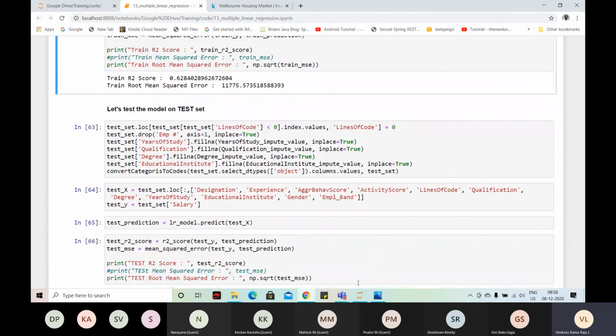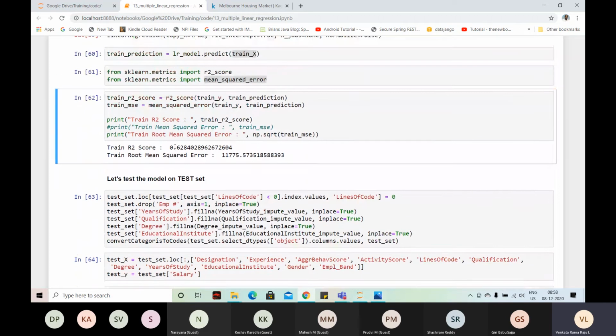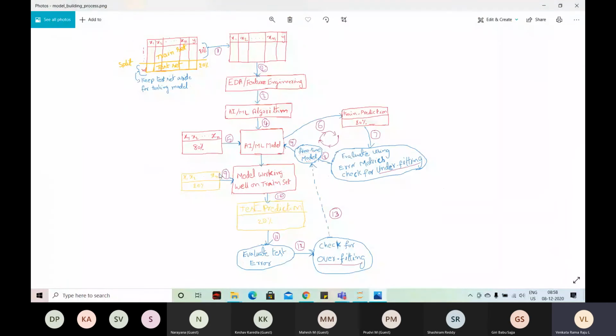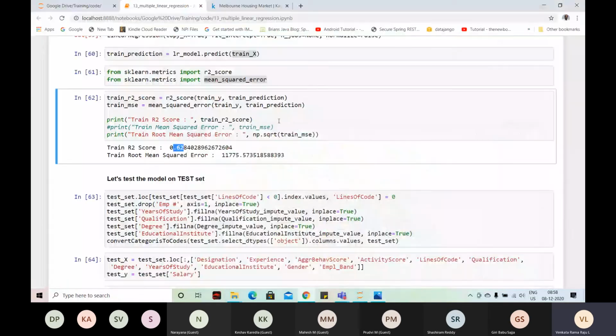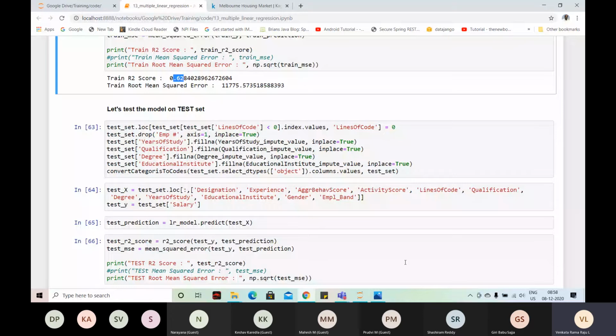Now I need to work with the test set, right? The model is underfitted. Generally, when a model is underfitted, we will not go and take the test set. But to show you the complete process, I am actually using the test set here.